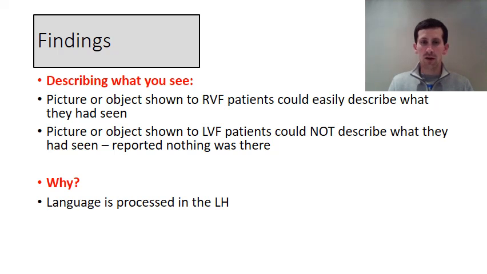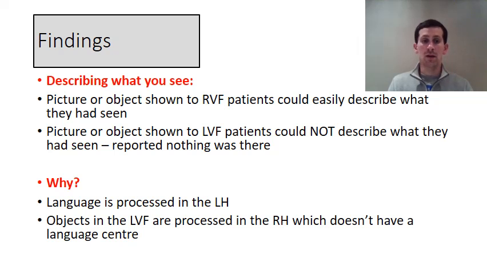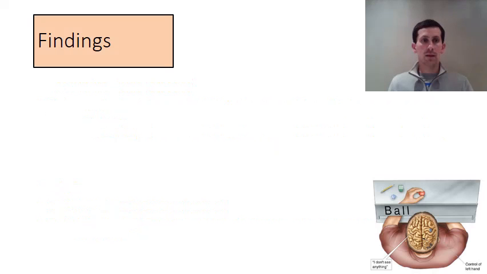So why did this occur? Well, remember that language centre is located in our left hemisphere. So any objects in the left visual field get processed by our right hemisphere. The right hemisphere doesn't have a language centre, so they couldn't verbalise their answer.